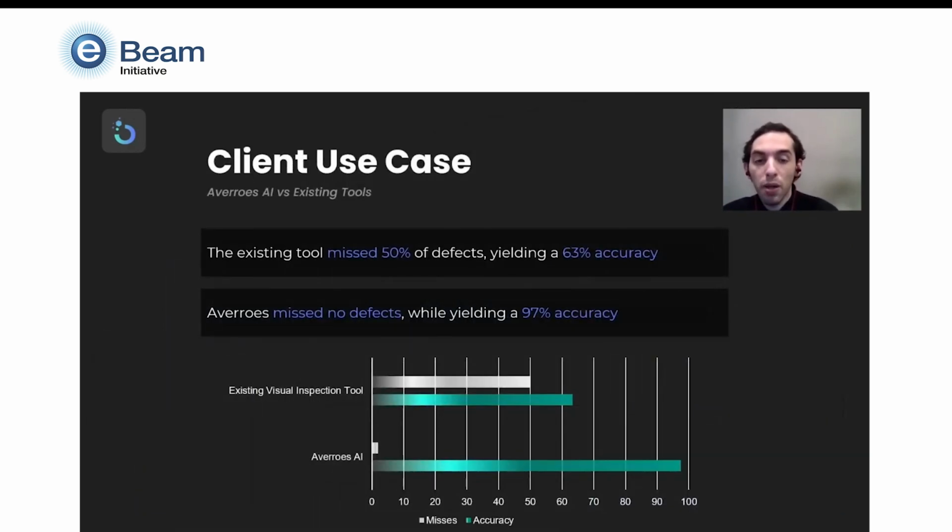So this is an example of a client that we had. They had an existing inspection tool, but that tool missed 50% of the defects, yielding a 63% accuracy. When we came into the picture, we just connected to the existing tool's camera and automated their process with our solution, and our solution barely missed any defects, while yielding a 97% plus accuracy.